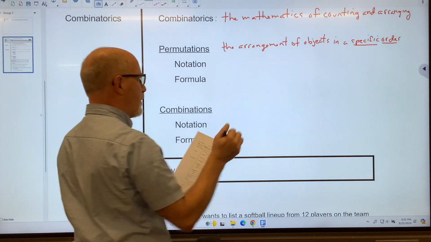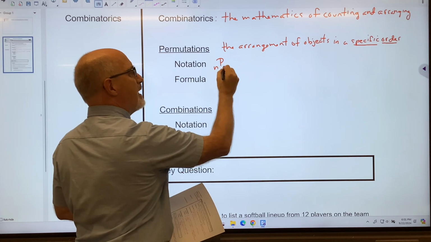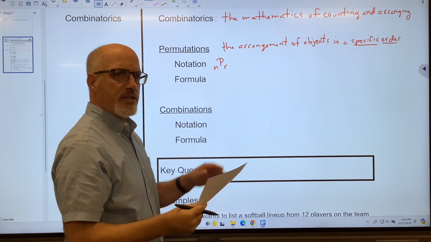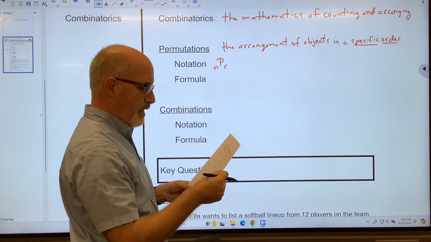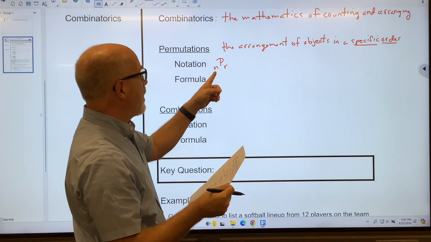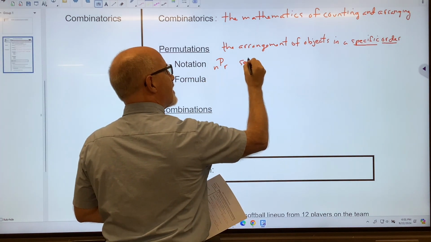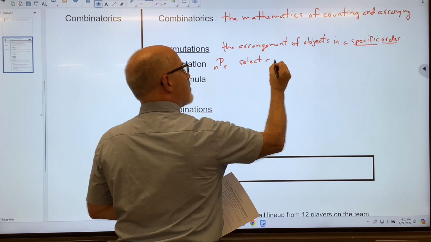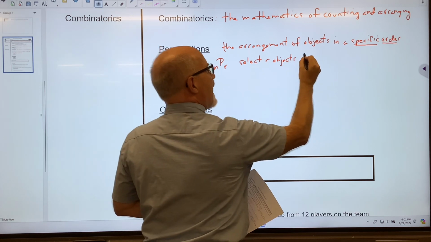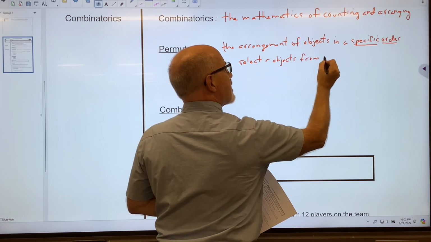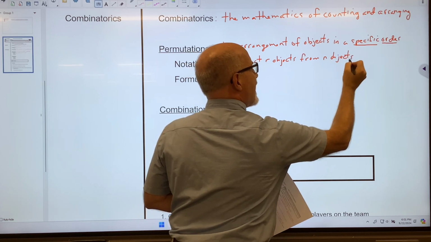For this one, the notation we use is a subscript n with a P and then a subscript r. These are subscripts down below the line to show us that we've got a permutation. This is read as n P r, and what it means is we want to select our objects from n objects and order them.